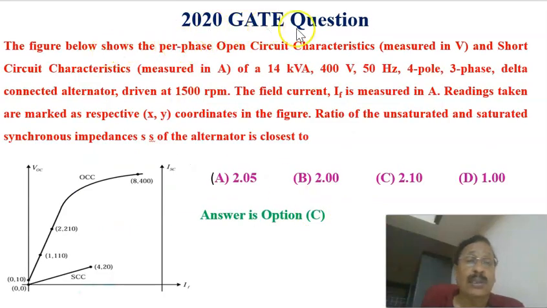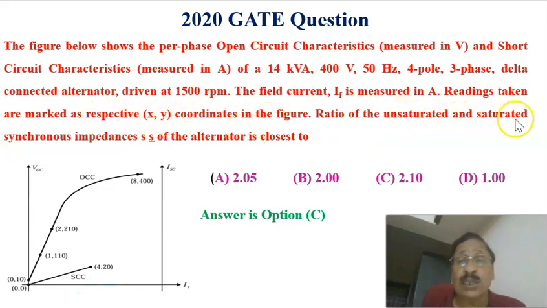Let us see another problem, a 2020 GATE question. The figure below shows the per phase open circuit characteristics measured in volts and the short circuit characteristics measured in amperes of a 14 kVA, 400 volt, 50 Hz, 4 pole, 3 phase delta connected alternator driven at 1500 rpm. This is the OCC, field current versus open circuit voltage, and this is the short circuit characteristic, field current versus short circuit current. The field current If is measured in amperes. The readings taken are marked in the respective XY coordinates in the figure.